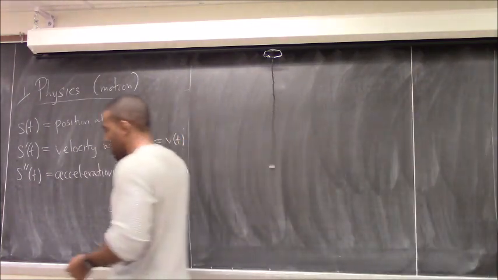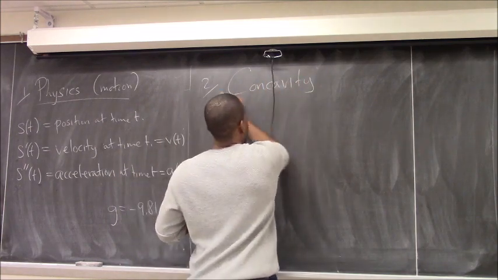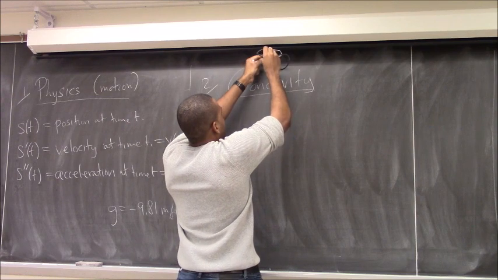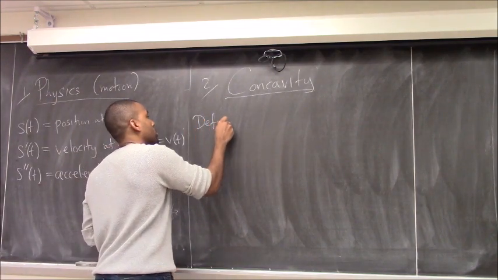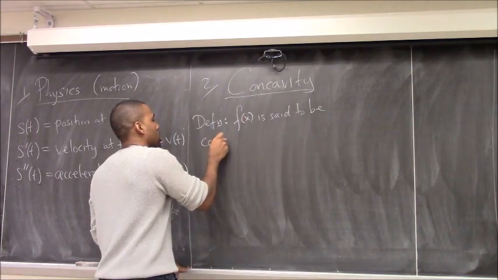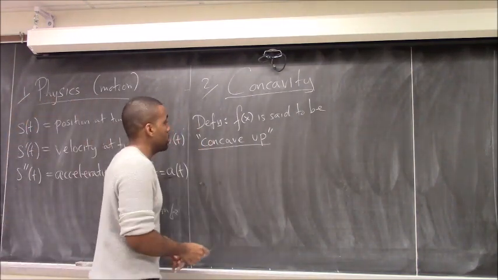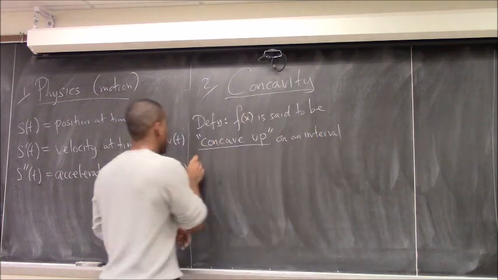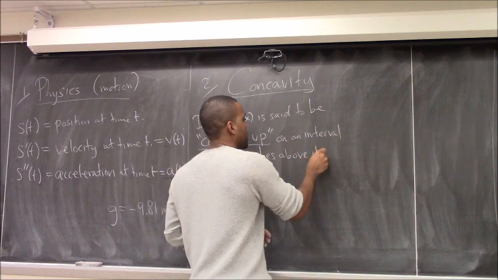There's a geometrical application to it as well, and this is where we'll spend most of our time. There's something called concavity. I'm going to talk about what that means. So this is another application of the second derivative. So let me give you a definition here. F of x is said to be concave up. So I'm telling you about one of the versions of concavity. There's such a thing as being concave up, on an interval, if it always lies above its tangent line on that interval.